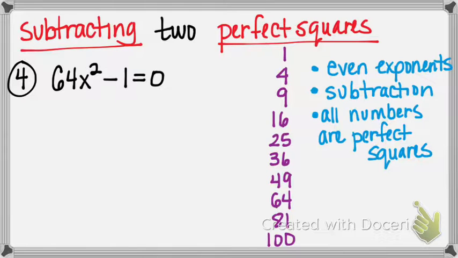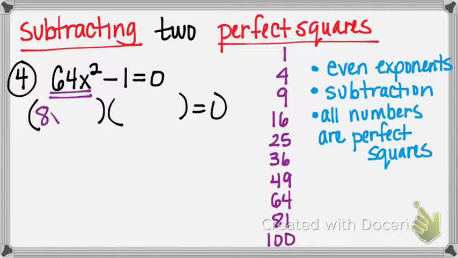Okay, so we have our even exponent, we have subtraction, and 64 is a perfect square, and so is 1. So let's go ahead and make our parentheses. So 64x squared, 8x is going to go on the front, because that's how you get 64x squared, is 8x times 8x. And then what would multiply to be 1? The only thing that multiplies to be 1 is what? 1 times 1. Good job. Put a 1 in the back. One is addition, the other one is subtraction.